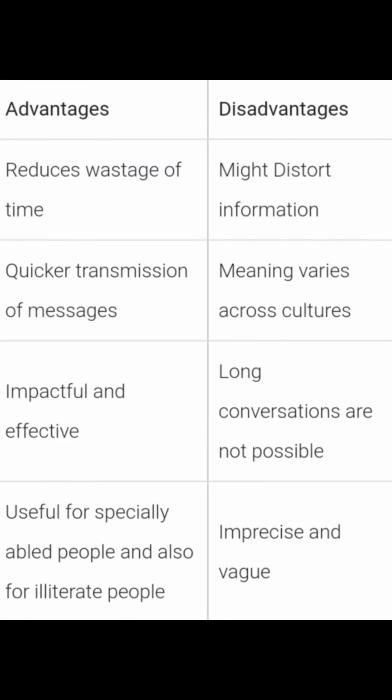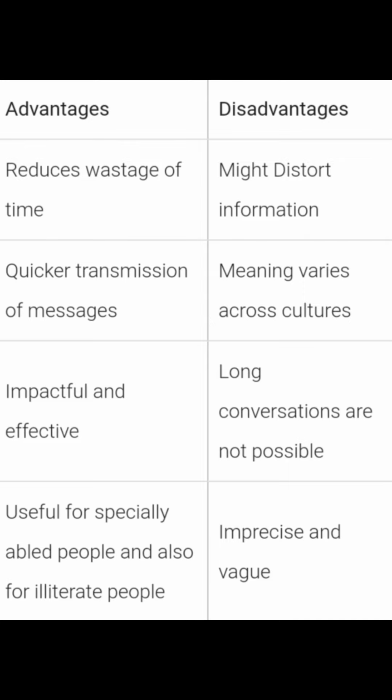The advantages of nonverbal communication: Number 1, reduces wastage of time. Number 2, quicker transmission of message. Number 3, impactful and effective. Number 4, useful for specially abled people and also for illiterate people.